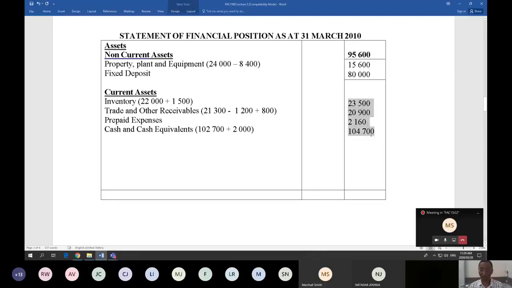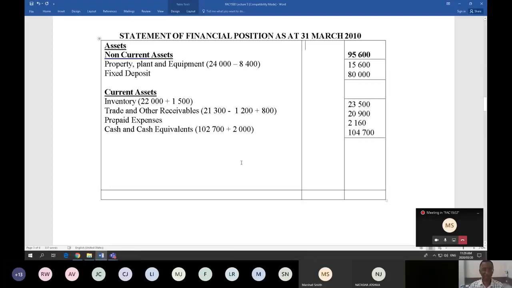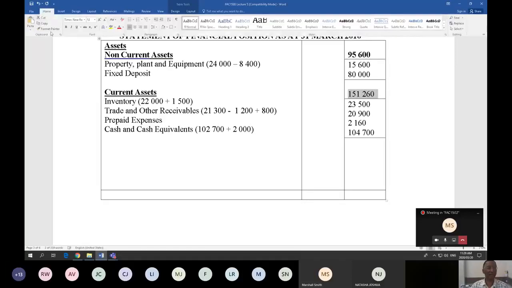Block all of those items, guys, because that will now represent all my current assets. It's the inventory, trade and other receivables, prepaid expenses, and cash equivalents. Add all of that, and that will give you a total amount of current assets, 151,260. Current assets, the 4 items added together.